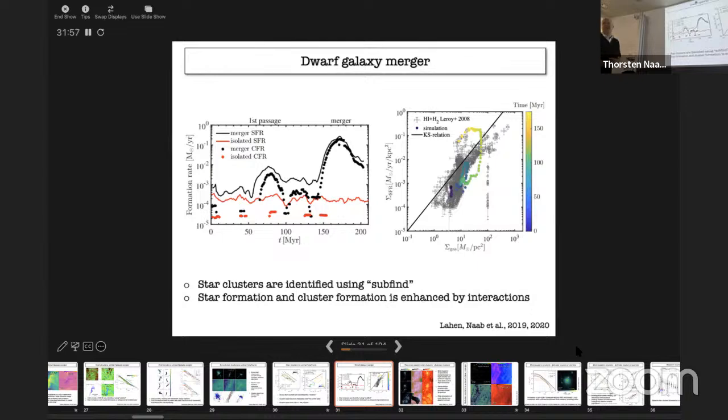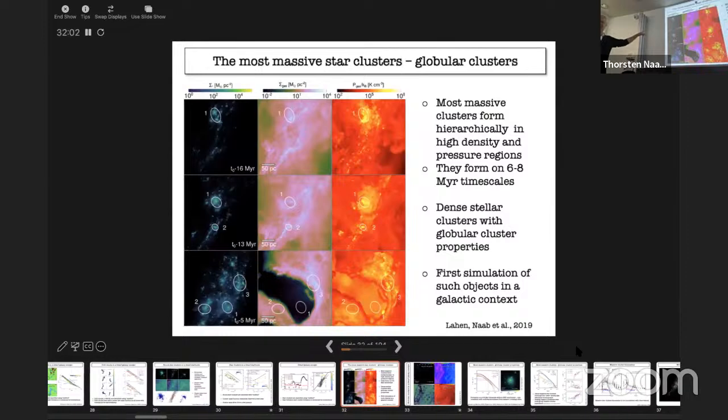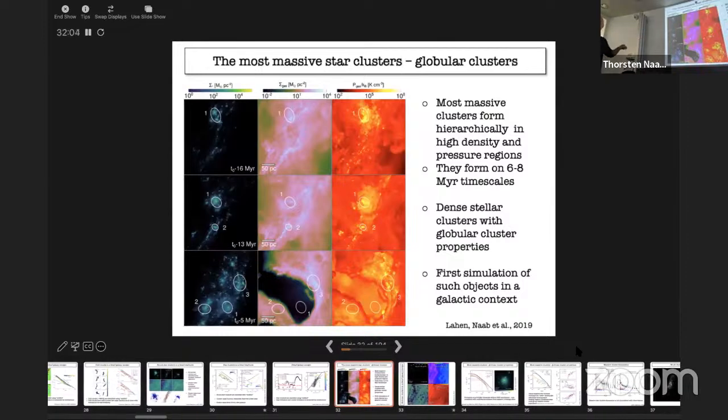Sorry, are these globular clusters? I answer this in the next slides.